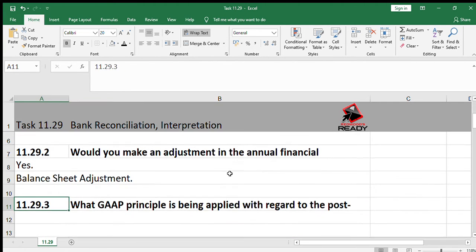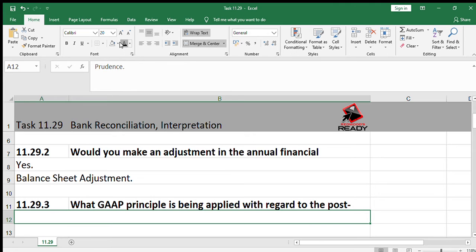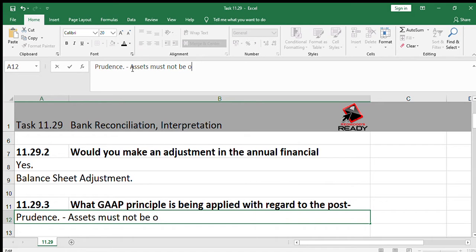I just answered that now. It's because of the GAAP concept, prudence. Remember that prudence states that assets must not be overstated, and liabilities must not be understated. So when a post-dated check is issued, it's usually issued to a creditor. But we haven't actually settled the liability with the creditor, so we have to reverse it at the year end.